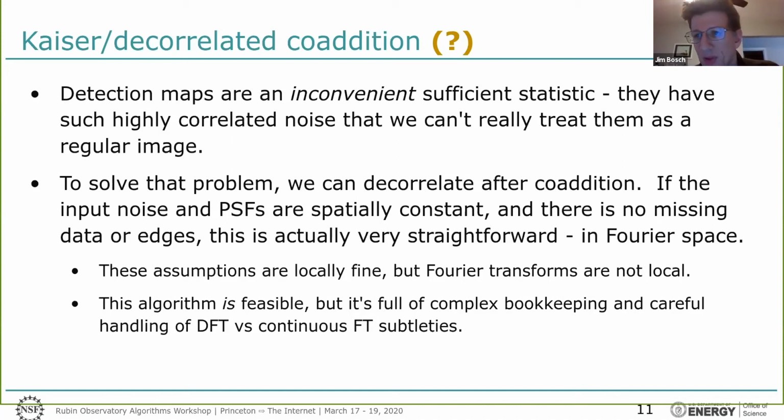Now, the assumptions I've listed are all locally fine. In most of the area of the survey, you're not going to have significant pixel to pixel variations in noise, and not significant variations in PSF, and you'll be far from an edge. But you actually have to make this work over the whole survey, and that's what makes this algorithm complicated. I think it is feasible, but there's a lot of bookkeeping involved, a lot of careful padding and other subtleties of doing Fourier transforms in the real world on real data.